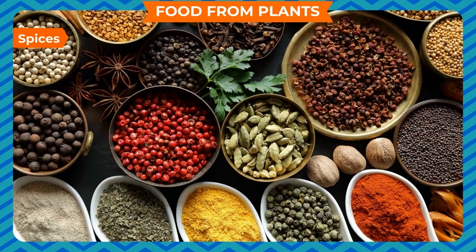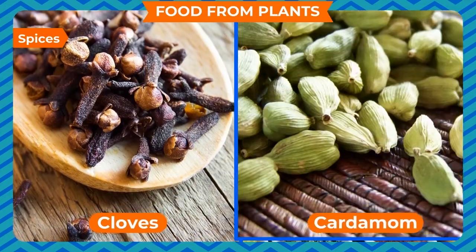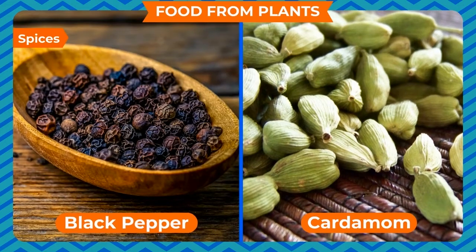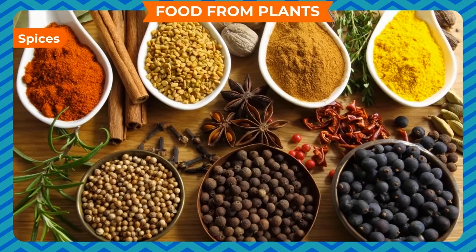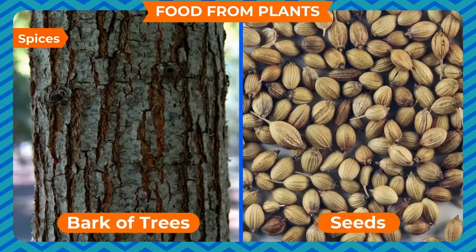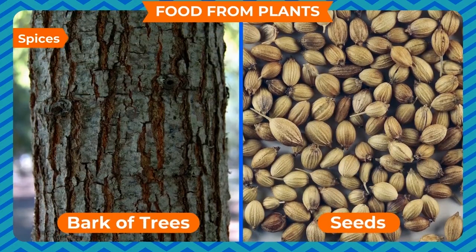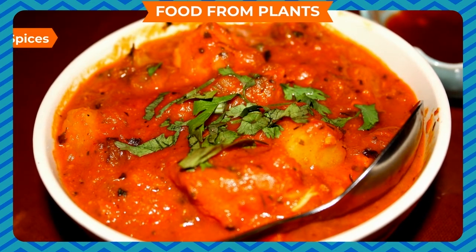Spices. We get spices from many plants, such as cloves, cardamom, black pepper, turmeric, etc. Spices are obtained from the dried buds, seeds, bark of trees, etc. These add flavor to our food and make it tasty.